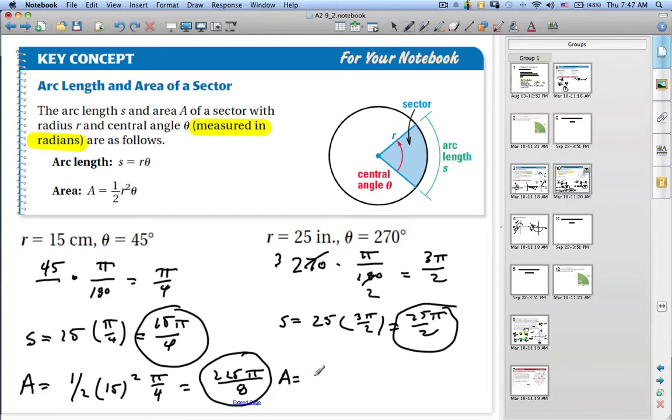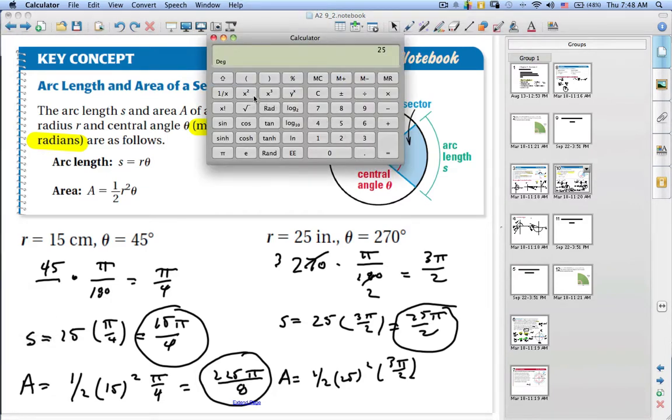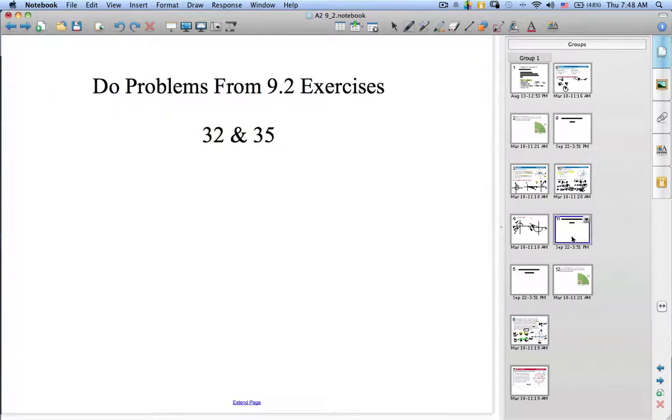And when I do my area, I'm going to have 1/2 times 25 squared times 3 pi over 2. I don't happen to have in my head what 25 squared is, so let's go ahead and find that out. 625. So I'll have 625 pi over 2 times 2, which is 4. Okay, so that's doing arc length and sector area. It's pretty simple. Go ahead and practice that, and then we'll go back to our baseball field. So do problems 32 and 35, and we'll find out the length of the wall in the outfield and the area of the baseball field.